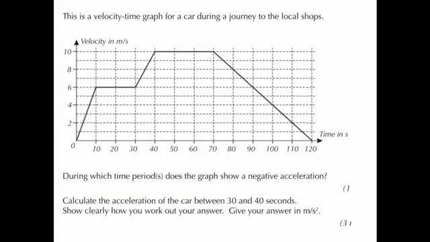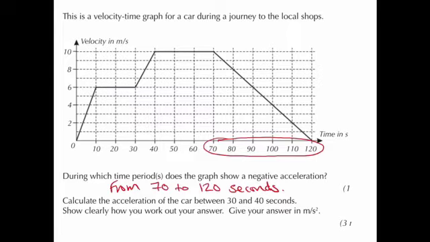Here's another one I'm going to talk you through. Again, if you're confident, pause the video, do it yourself, and then play to check your answer. Okay, negative acceleration, that's where we have a line sloping down. And that's from 70 to 120 seconds.